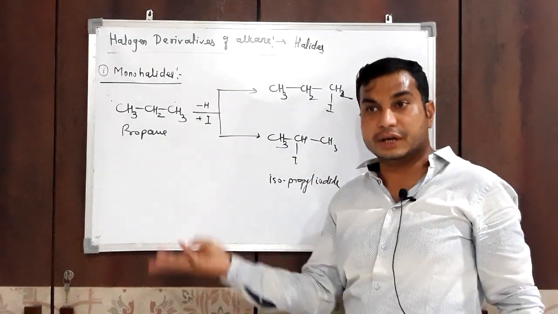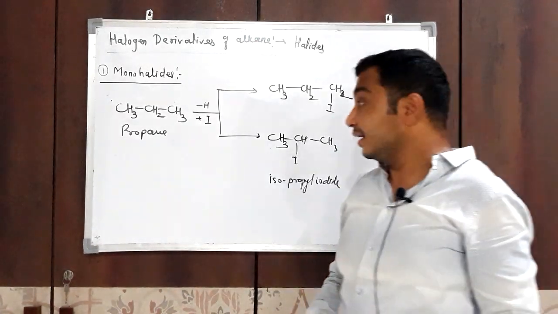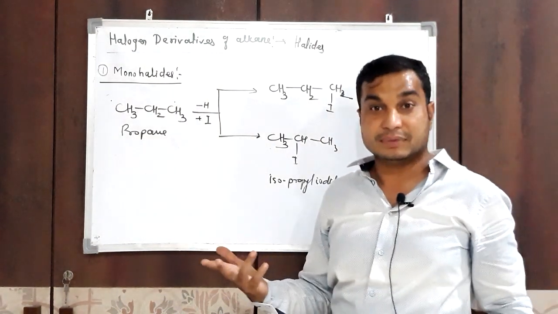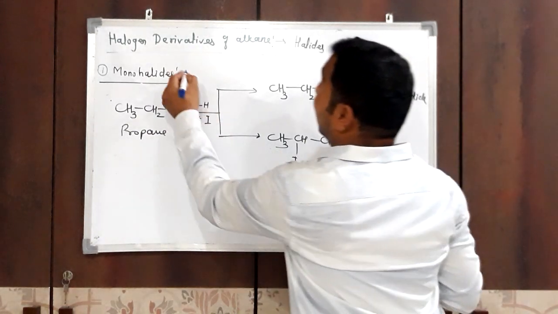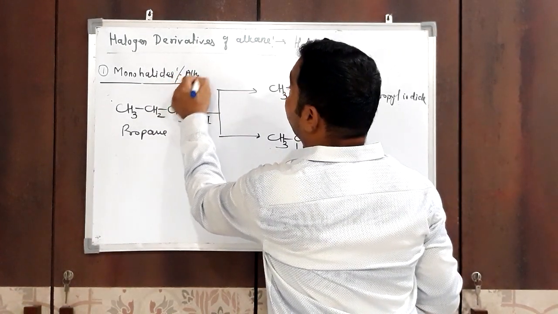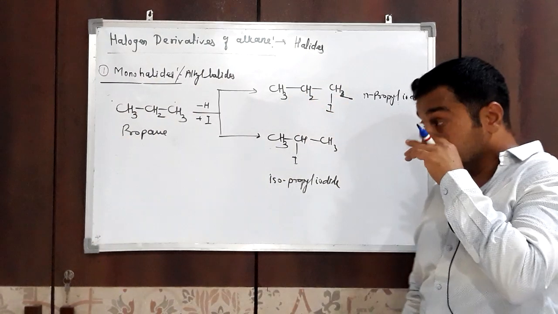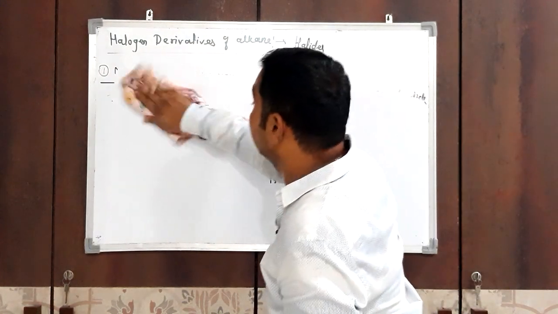Again, we can take butane, pentane, hexane, and from these alkanes we can replace one hydrogen atom by any halogen atom. Then the resulting compounds are called monohalides or alkyl halides. Okay. Then similarly dihalides. Dihalides means what?